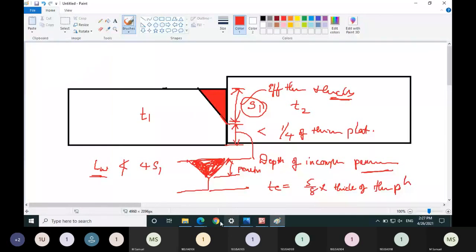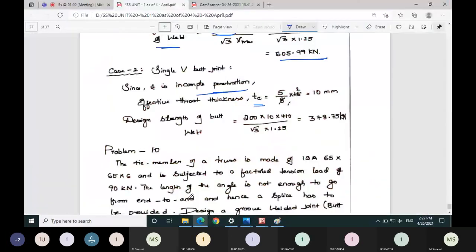Yes, it is something like 10, right? 5 by 8 into 16 is 10. So now calculate what is the design strength of butt weld. Same thing, Lw into Te into Fu divided by root 3 into gamma Mw. You get this. See here, when you are joining the two plates with double V joint, the strength is 605. If it is using a single V, we have the strength of the weld as 378.75 kilonewton. So you have to remember that the double joints are more good or more efficient.